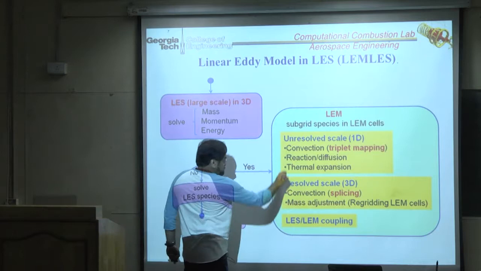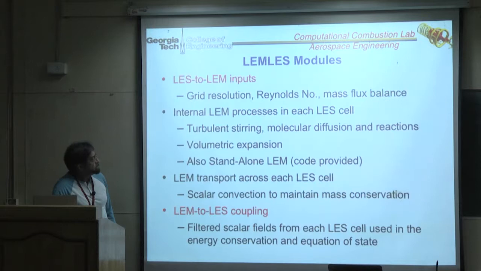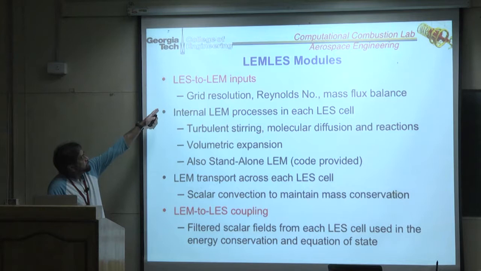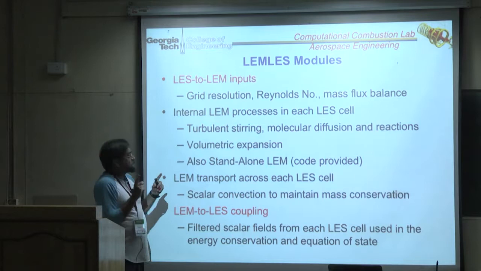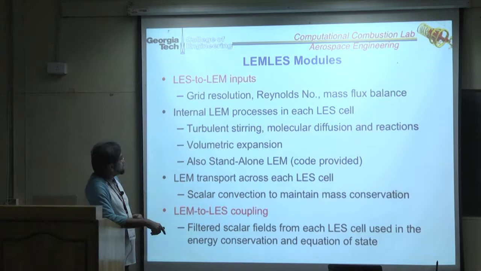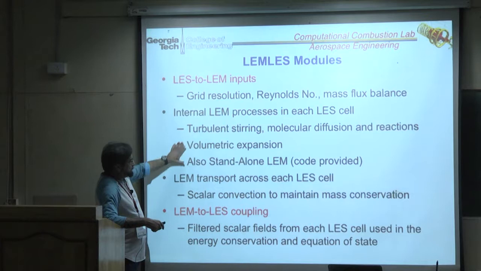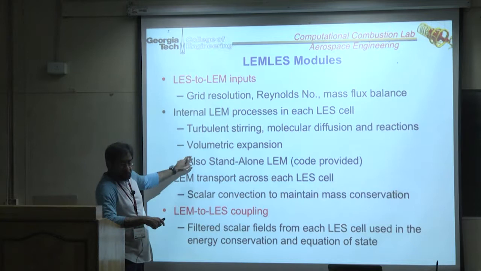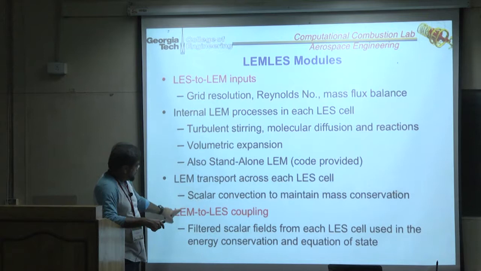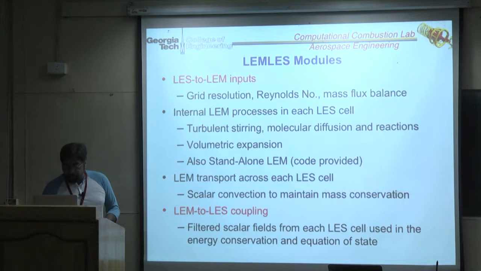So I'll go through some of the steps here. How you set it up is very simple, because from LES, all you need is the grid size, because you need to know what the LES grid size is, what the Reynolds number is, and what the mass flux balance is, because mass has to be conserved. Then you go into the subgrid and you run the subgrid processes, and this is like the 1D LEM code. And then you have to transport that field, and this is the tricky part of the model. I'll go through these two steps, because you have to now connect the subgrid stuff, because you still have to deal with an equation like this.